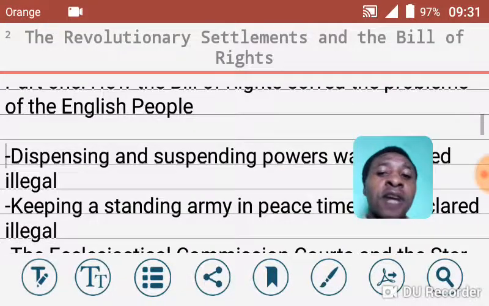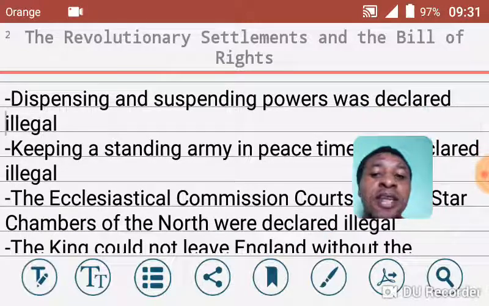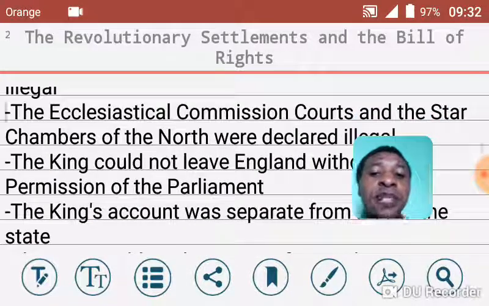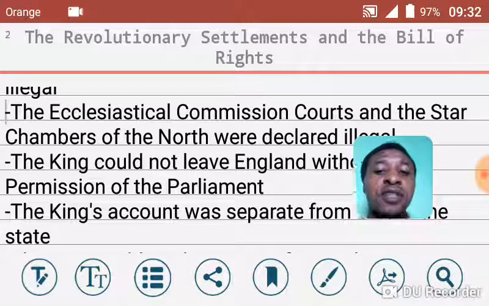The Bill of Rights also stated that keeping a standing army in peacetime was declared illegal. It should be noted that James II had kept a standing army of 30,000 soldiers, but the Bill of Rights declared this illegal. The Bill of Rights also stated that the king could no longer leave England at will. The king could no longer leave England without the consent of the English Parliament, as James II had done.